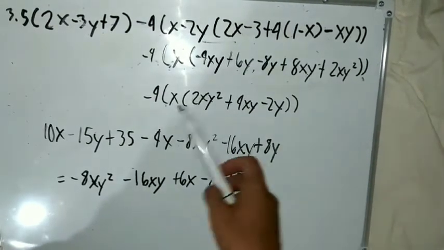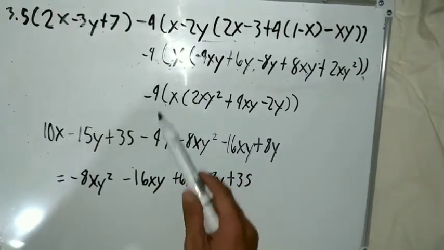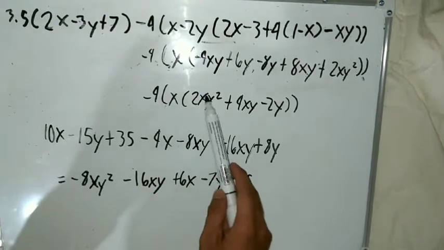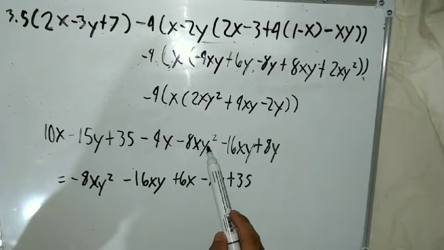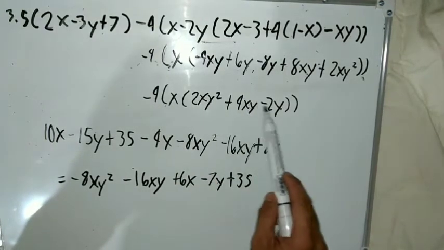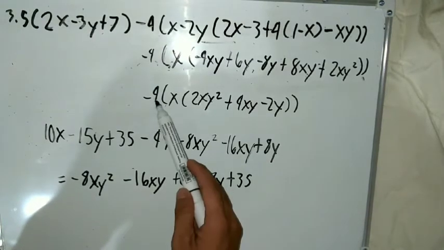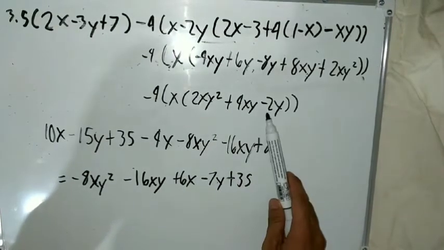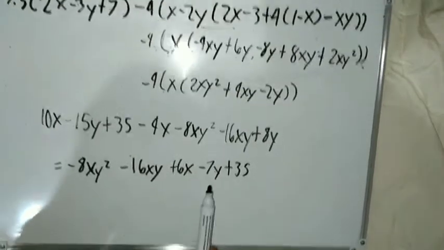Then after we did that, simply multiply negative 4 to x, and that would be negative 4x, then negative 4 multiplied to 2xy squared, and that would be negative 8xy squared, and negative 4 multiplied to 4xy, and that would be negative 16xy, and multiply negative 4 to negative 2y, so that would be 8y.